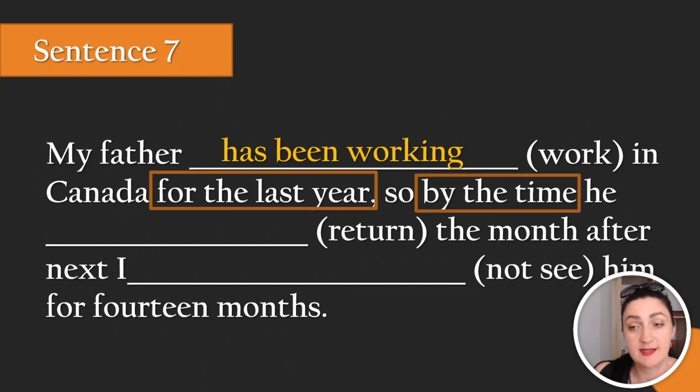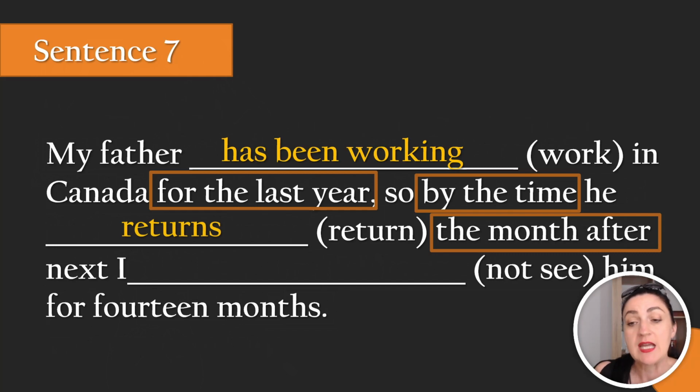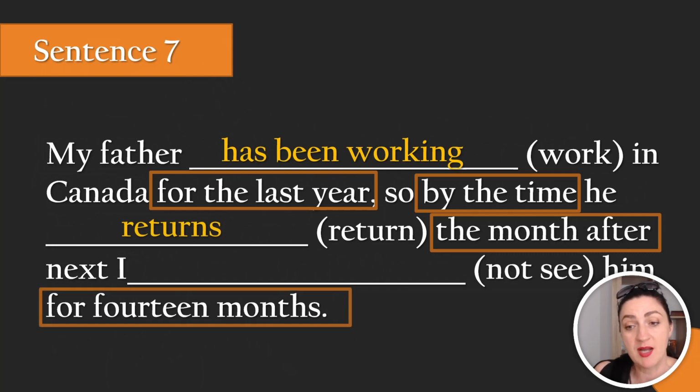The phrase by the time in this sentence suggests the end point of an activity, in this case, end of temporary job placement in Canada and return home, the date of which is already known and is expressed by the phrase the month after next. And in this case, we need to use present simple in this clause. The phrase for 14 months expresses again the periods, and for periods of time we typically use simple perfect tenses.